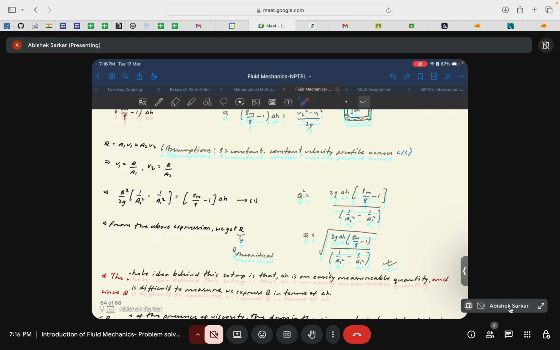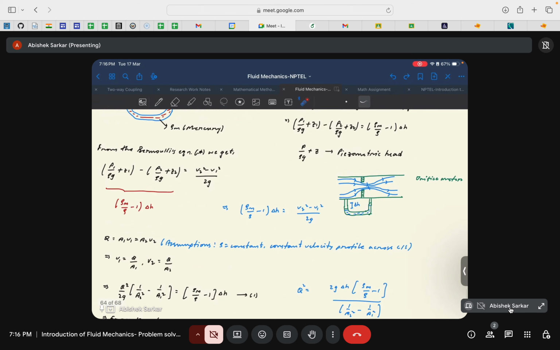Now let us briefly discuss the orifice meter. The orifice meter is again a similar device, but rather than having a geometrically constructed converging and diverging section, they just place a disc-like section within the pipe, with an opening like this. Basically it is a circular opening inside the pipe.